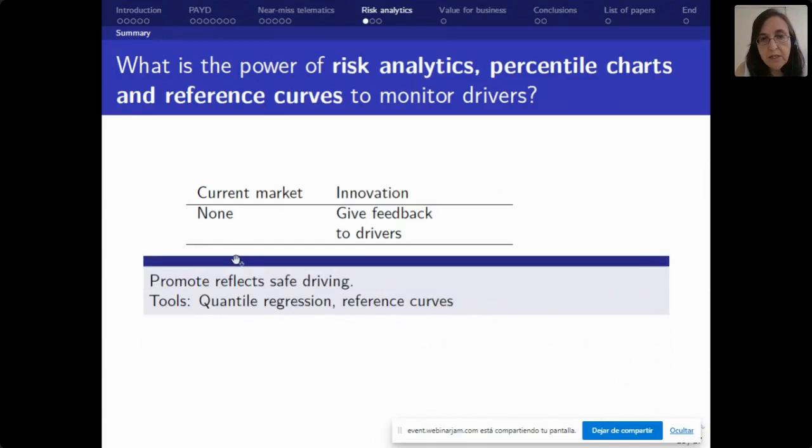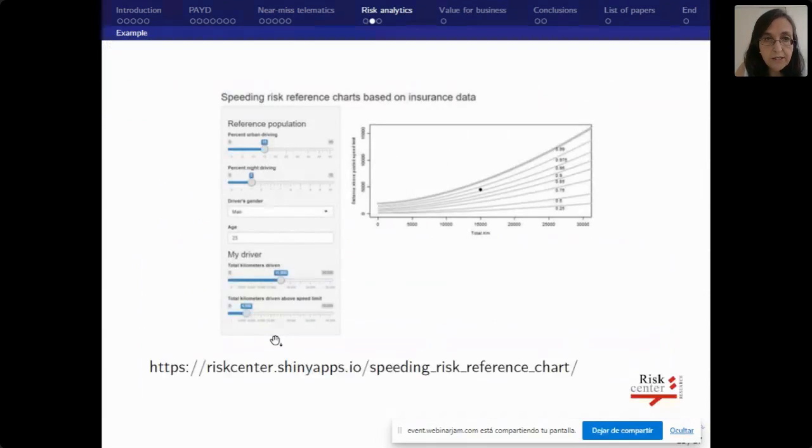And this really is a different use of the telematics data. It's a use to promote safe driving. And the tools that we are using is quantile regression, essentially, and reference curves. The example I was referring to is this one. That's a prototype.